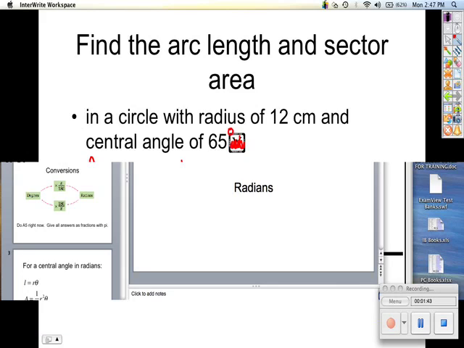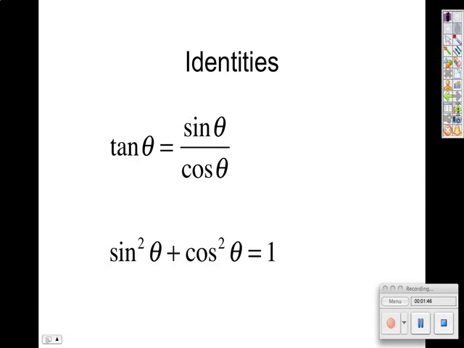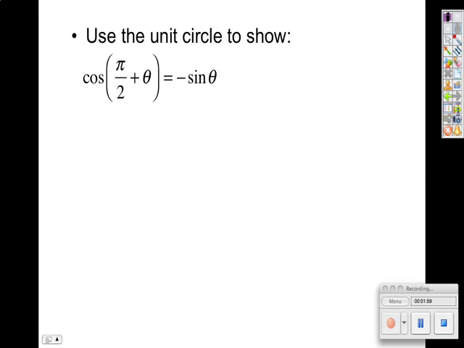Some identities, and these are in your formula pack. Tangent is equal to sine over cosine, and sine squared plus cosine squared equals 1. This is the Pythagorean identity. And we're going to be talking about the unit circle, meaning that the size of it is equal to 1, the radius that is.